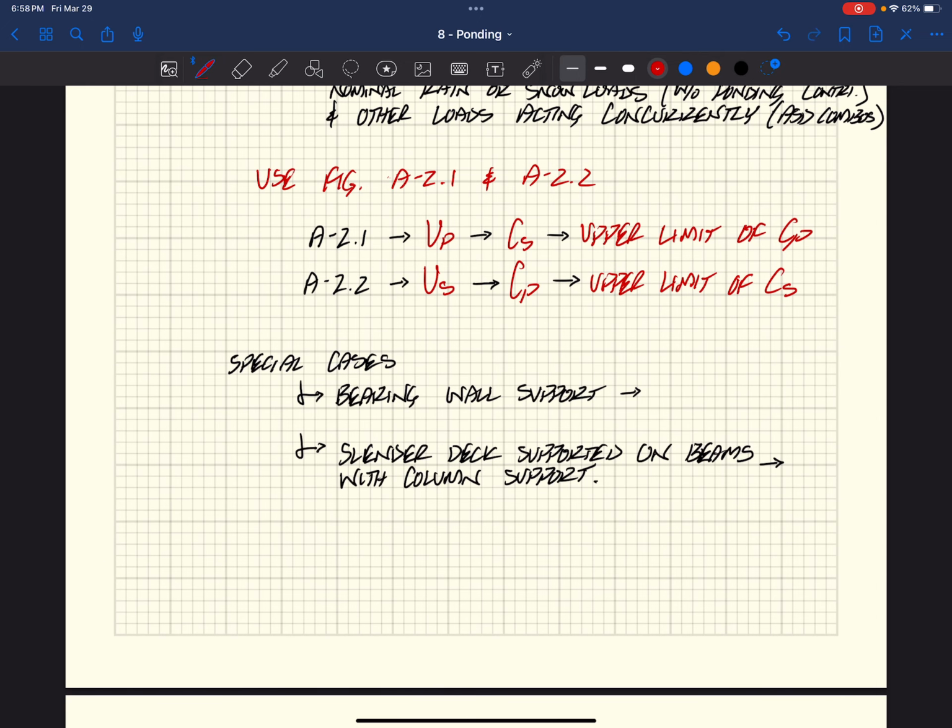As I mentioned, there are some special cases. If your secondary support is on a bearing wall, then you get to make the assumption that CP equals 0, right? Because your flexibility coefficient for the primary framing is 0, because that wall you're going to assume is infinitely stiff.